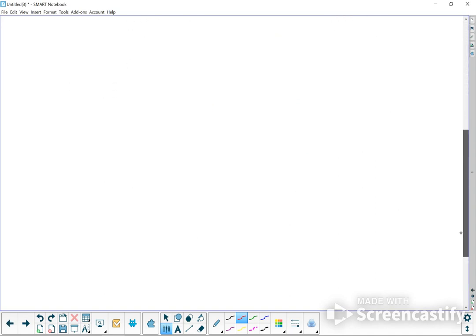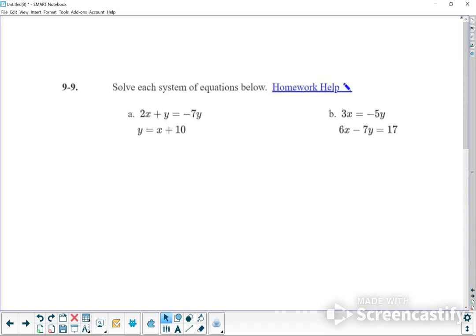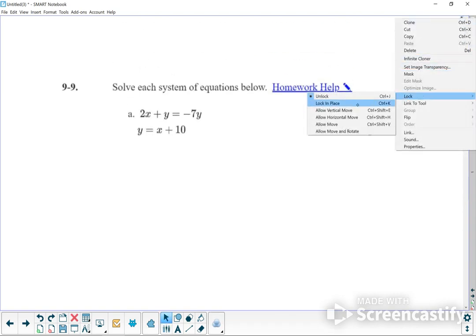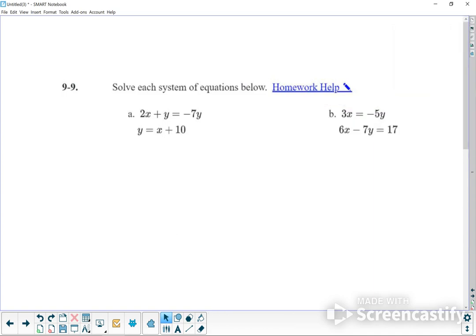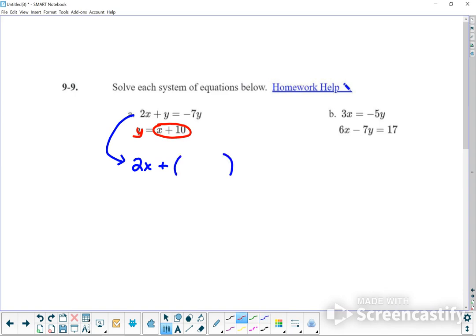Okay, backside, and I believe this is the last one. Let me lock that in place first. Solve a system of equations below. Okay, this is from last chapter, a couple chapters ago. First, 9A. This looks like a substitution method, meaning instead of y, I can put in x plus 10 in place of the y. So my top equation, I'm going to go ahead and copy it down right here. So I'm going to write down 2x plus, and instead of y, I'm going to write down x plus 10. That's what it says.